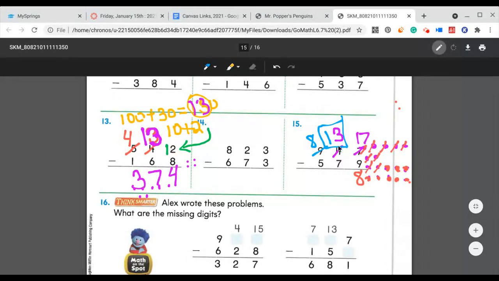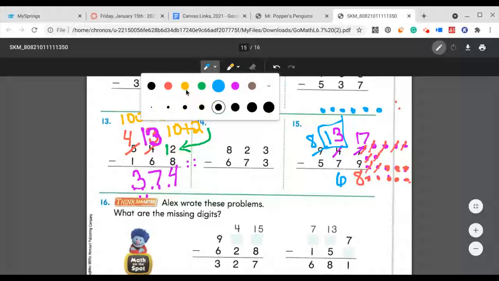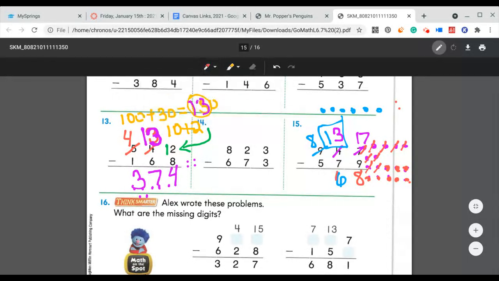Start at 7 and count up till we get to 13. 7, 8, 9, 10, 11, 12, 13. And we have 6 dots here, right? We have 6, so our answer here is 6. Now we have subtracted our tens column. Now we can move on to our hundreds column.